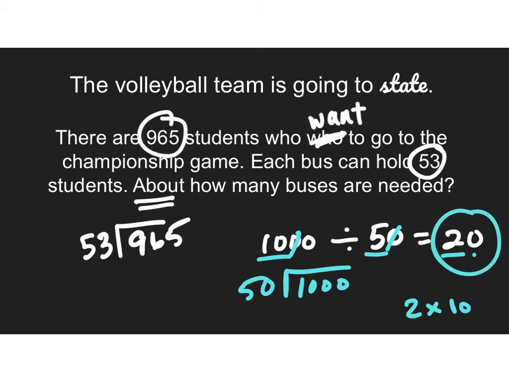Now, is this the only way? Absolutely not. There might be other ways. You might say, well, I'm going to round that down to 900, and this is pretty close to 45. You might say that because 9 and 45 are compatible numbers.